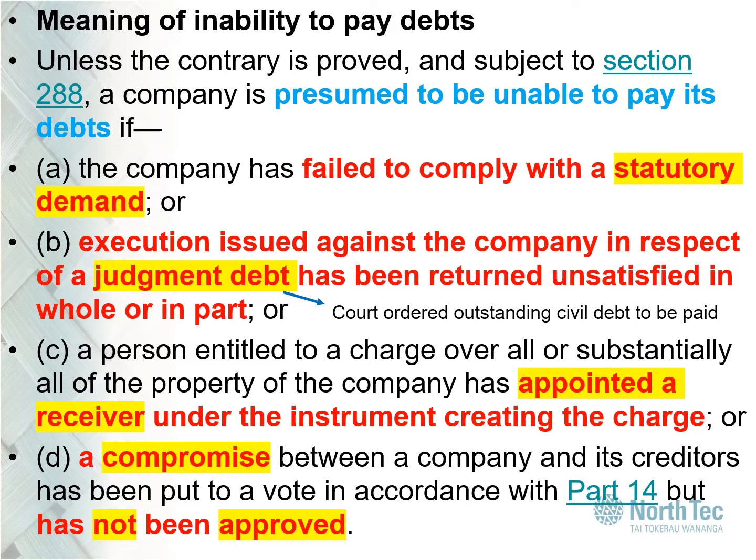D, a compromise between a company and its creditors has been put to a vote in accordance with Part 14, but unfortunately, it has not been approved. And the moment any one of these things happen, it will be presumed that that company is unable to pay its debts.